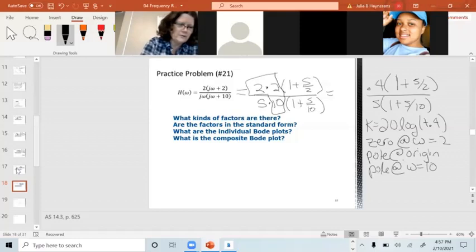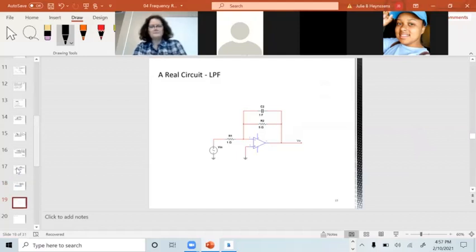Okay, we've got a few more slides to get through. The end slides go fast. This is a real circuit. It performs the function of a low pass filter.